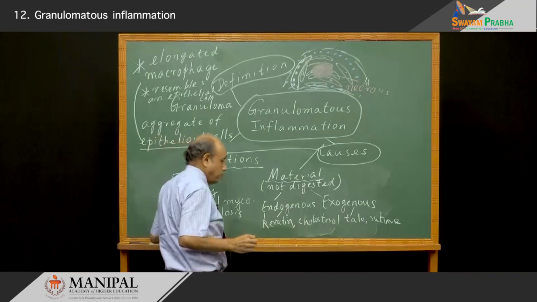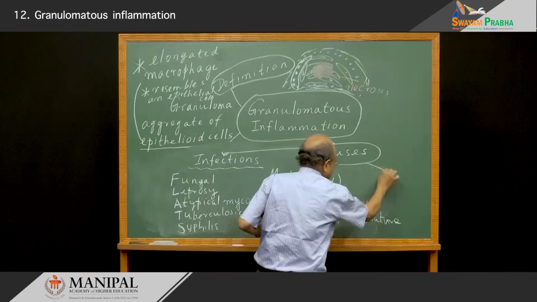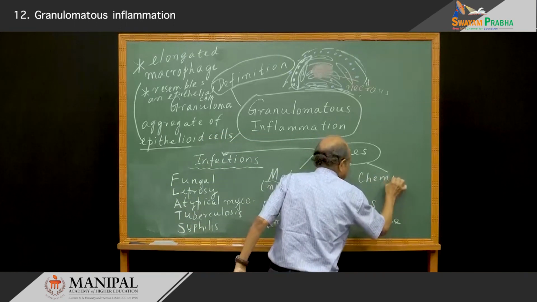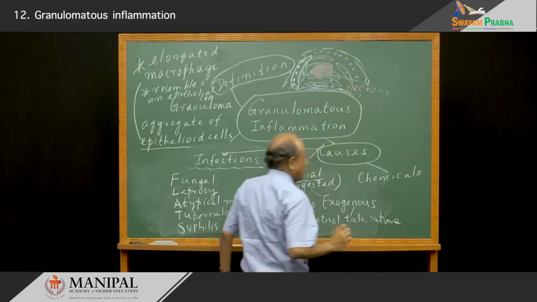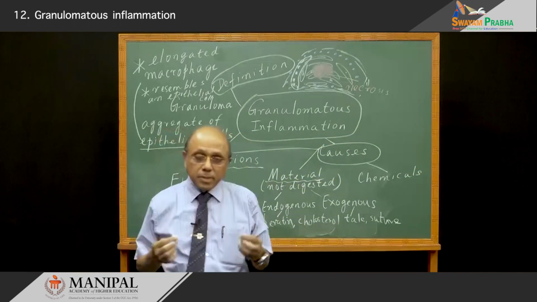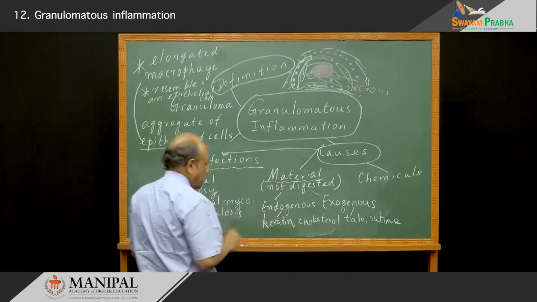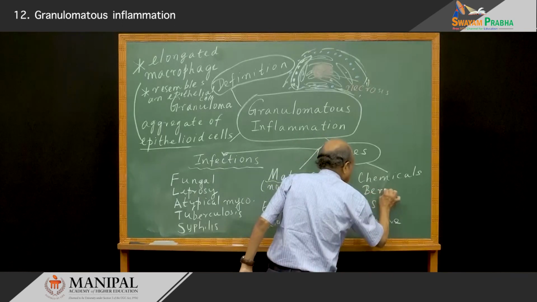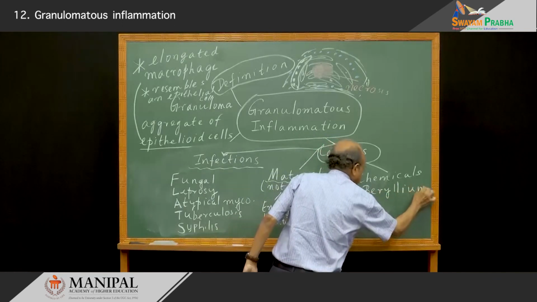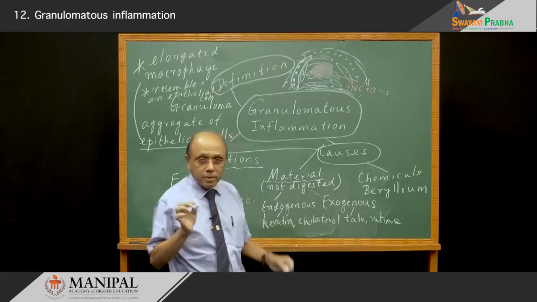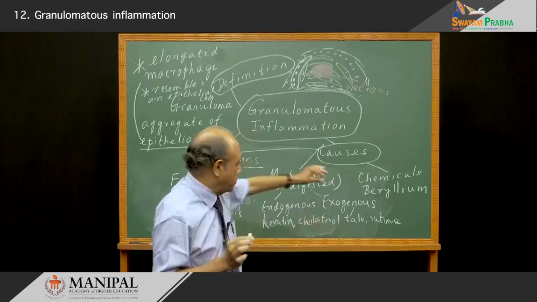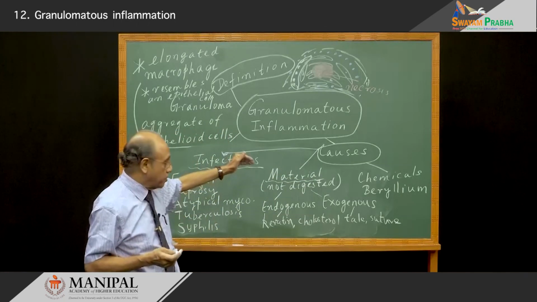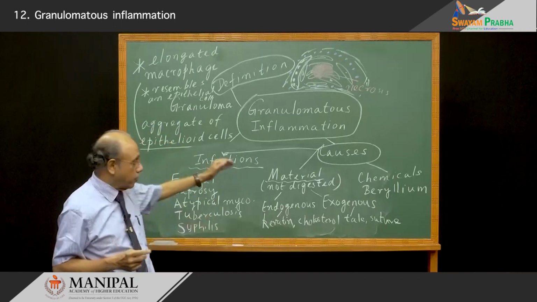The third reason is chemicals which cannot be easily handled by the body's cells, and the most well known of them is beryllium. Beryllium is an important chemical which is responsible for causing granulomas in the body. So, this is the third cause for granuloma.